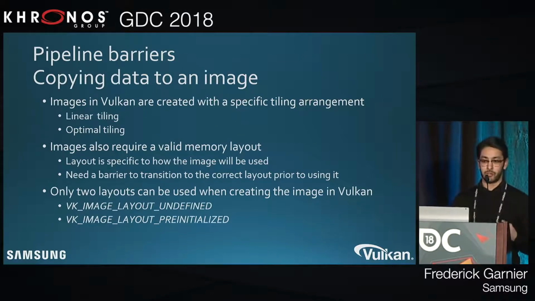So on top of tiling, the images also require a valid image layout. So as Arseny touched on, in Vulkan, you have to transition an image based on the usage, and the layout is specific to how the image will be used. So to be able to actually transition to the layout you want to use, you have to use a pipeline barrier, and that's exactly what I'll cover for this specific example. The other thing related to layouts, as part of image creation, you have two options. So you have the undefined layout, which is the only thing you can go with when it comes to optimal tiling, or you have pre-initialized, but that only makes sense with linear tiling.